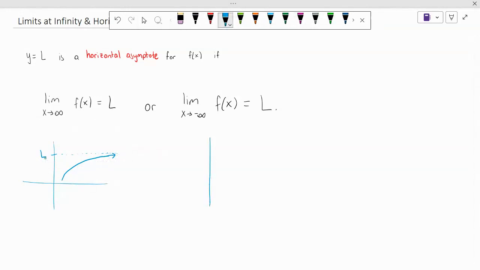Or it could have been a situation where the function was approaching this line as x goes further and further out to the left. And so that would be as x is approaching negative infinity in this case, all right? But to have a horizontal asymptote, that means that the limit as x is approaching either infinity or minus infinity is equal to that y value, okay?